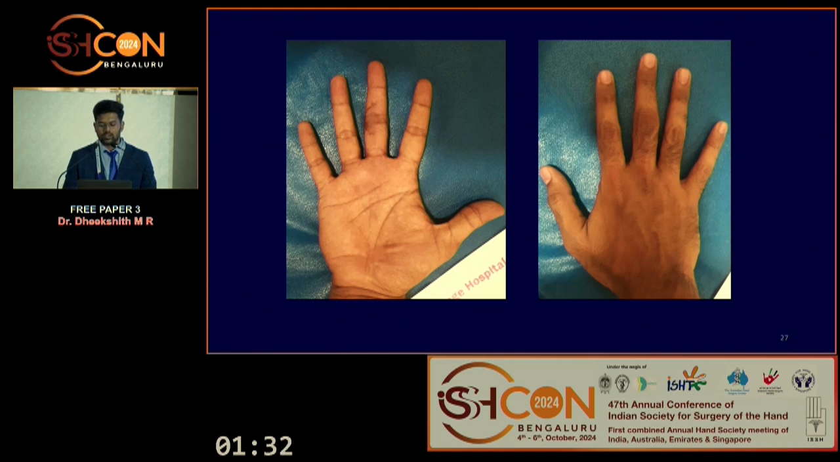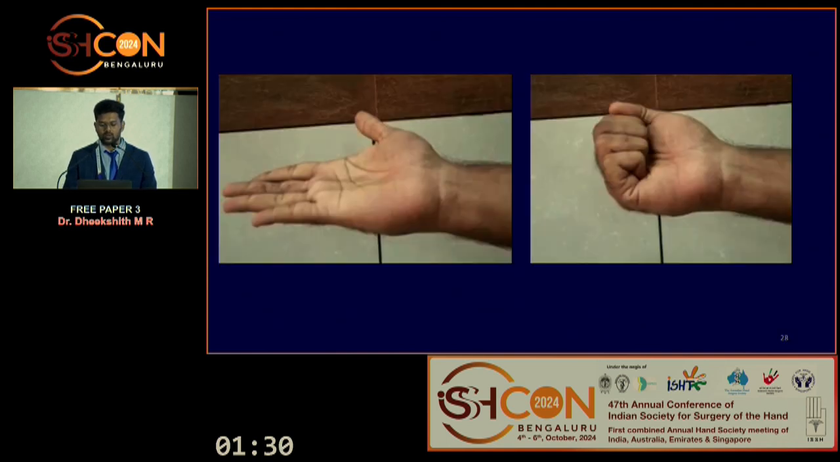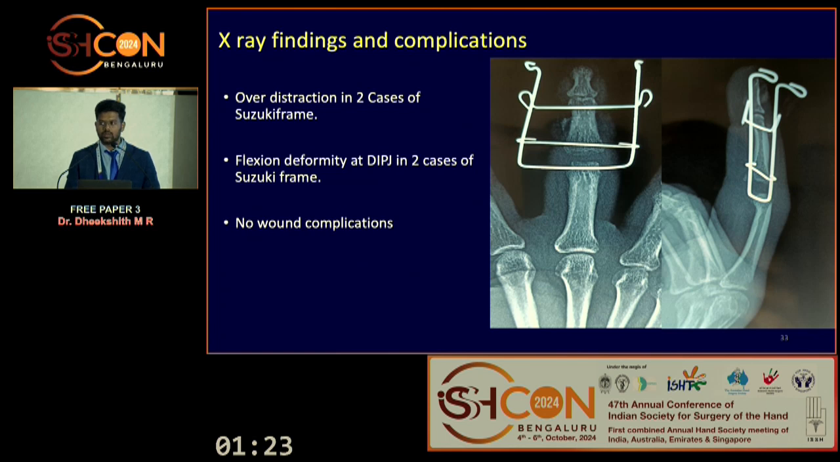This is at the end of 3 months, where the wound had healed completely and he had a near normal range of motion. This is one of the X-rays which showed over-distraction in Suzuki frame dynamic traction. We had 2 such cases, where we removed the K-wires and allowed it to dock back, and there were better results over time. There was also DIP joint deformity in 2 cases who had undergone Suzuki frame, and there were no wound complications.